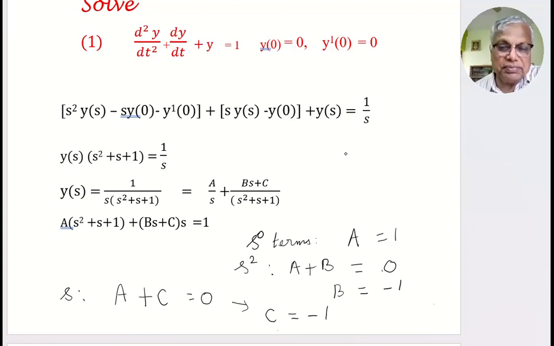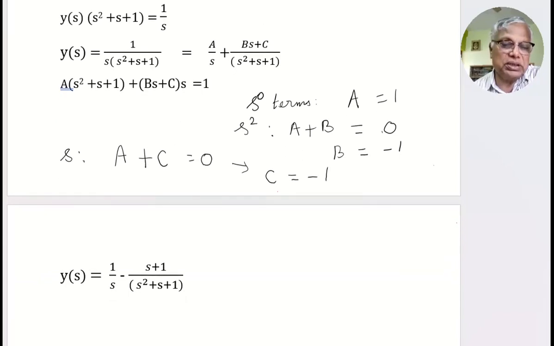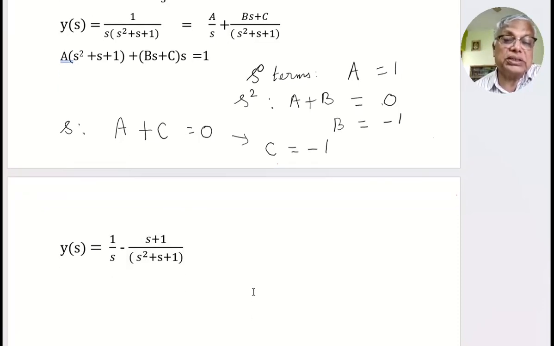So you got A is 1, B is minus 1, and C is minus 1. B and C are minus 1, A is plus 1. So if you substitute this in this equation, A is 1, B is minus 1, C is minus 1, I am going to get this. I take minus common, minus s here, minus s, so plus s and plus 1. So this is Y of s after splitting into partial fractions.